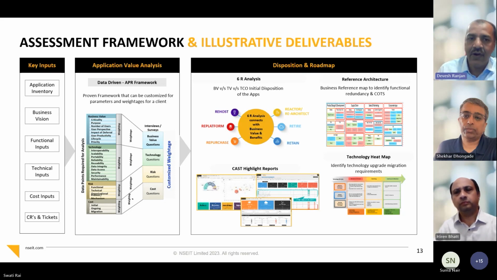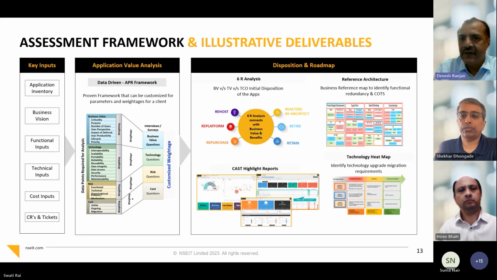So ultimately, with all these customized weightages, we come out with a completely tailor-made roadmap and recommendation for our clients. And this roadmap, I would say, consists of some very key important factors. The first being the standard 6R approach. So how do we rehost, replatform, refactor, or retain it? But then what we also do is each of your applications is mapped to the industry reference business architecture.